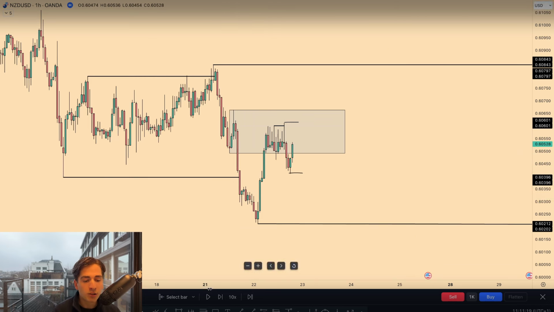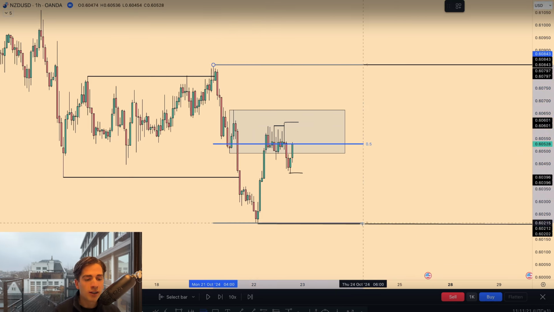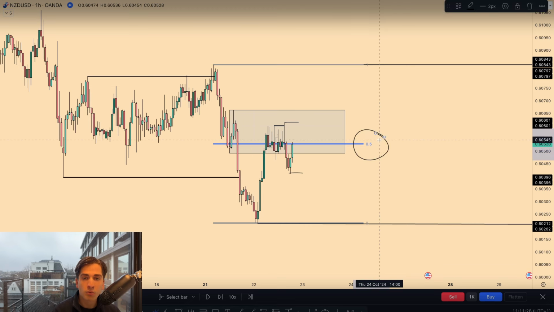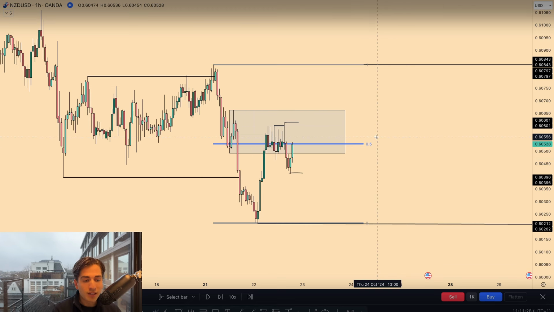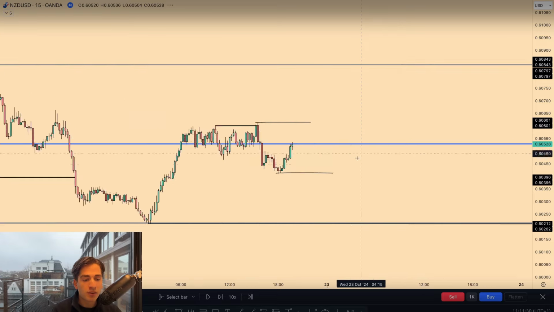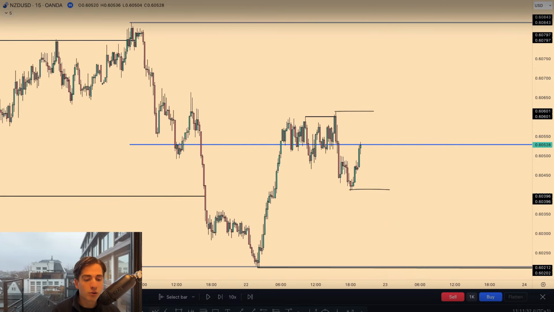Number two, you need premium versus discount. As you can see over here, we made a valid retracement into premium. Premium is everything above the 0.5 fib. Number three, we need liquidity. Well, as we can see on the 15-minute time frame, we had an area of consolidation, and as you can see, we grabbed liquidity above the range, and now we're reversing in towards the downside.